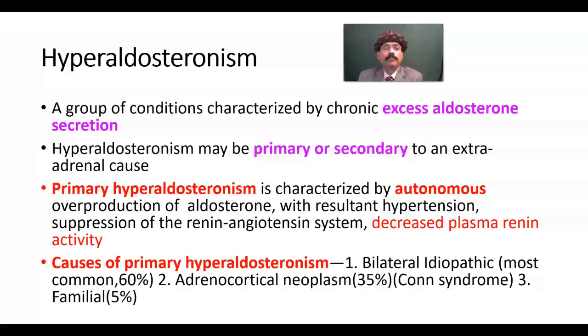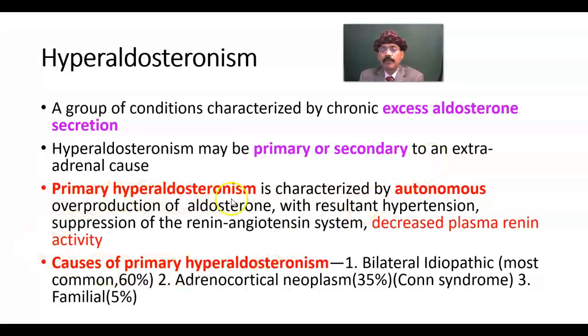Today I will discuss hyperaldosteronism. These are a group of diseases or conditions characterized by chronic excess aldosterone secretion. Hyperaldosteronism may be primary or secondary to an extra-adrenal cause. We know that aldosterone is secreted from the adrenal cortex, from the zona glomerulosa. But we may have some secondary causes, that is from extra-adrenal cause.